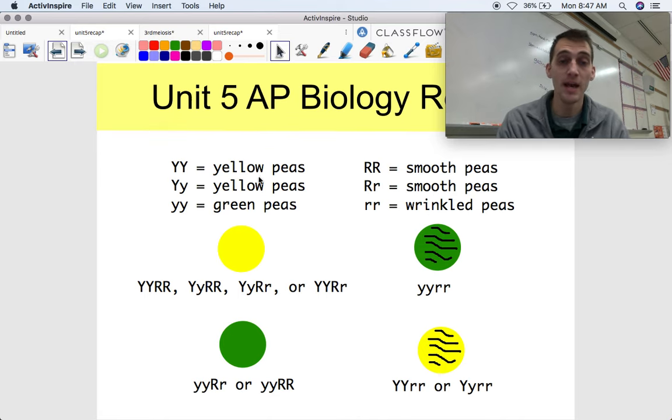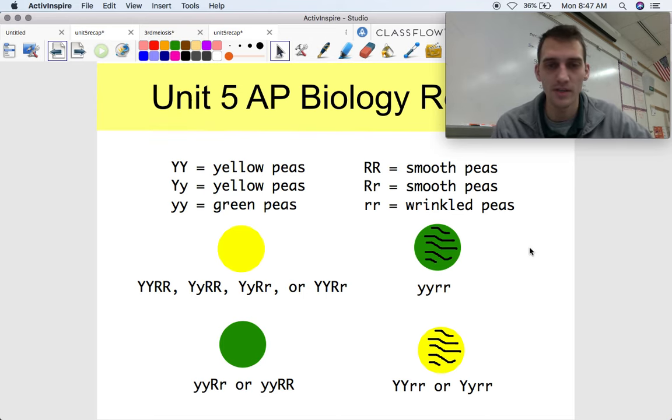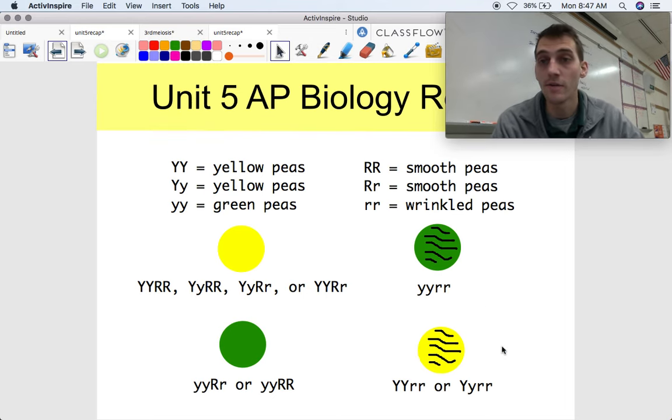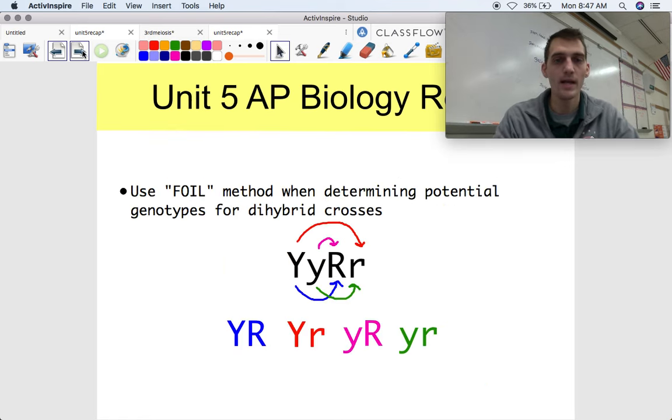So yellow peas are dominant to green peas, and smooth peas are dominant to wrinkled peas. Okay, I thought I had that wrong for a second. But you can see down here, I'm not going to go through each one, but you can see the 4 different variations of peas that you can get. You can have yellow wrinkly, green wrinkly, yellow smooth, or green smooth, depending on the pairs of alleles that each pea plant inherits from its parents, right?